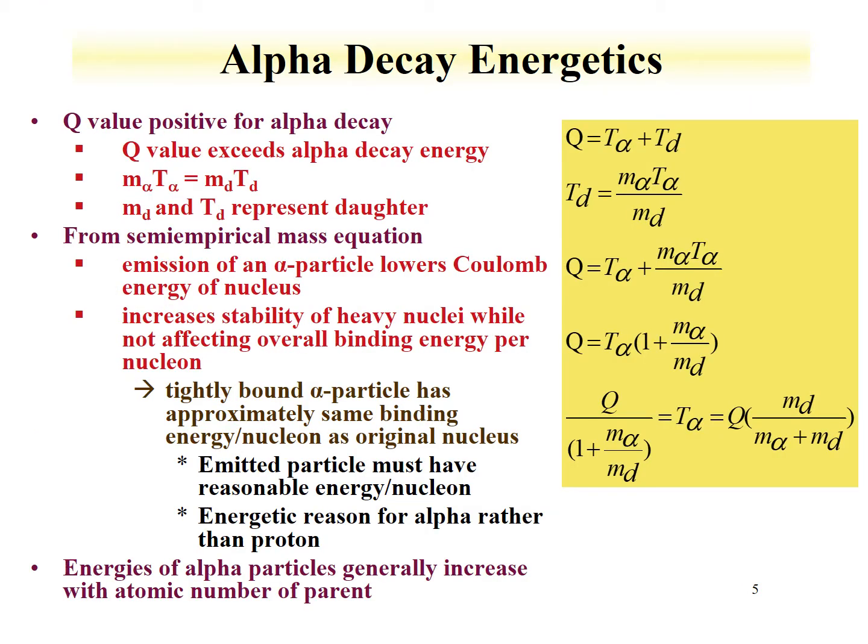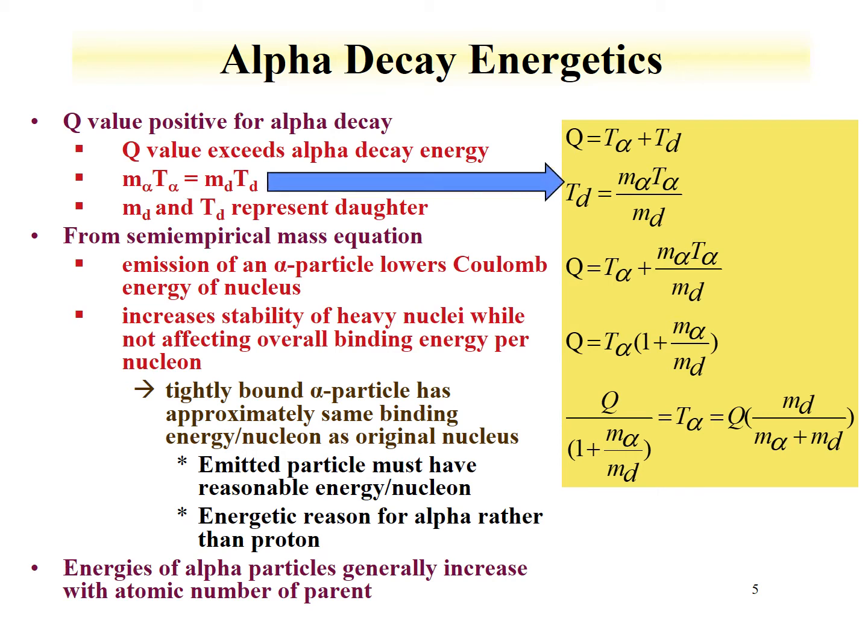The alpha decay energetics allows us to calculate the Q value and the alpha decay energy for a given isotope. We know that the Q value often exceeds the alpha decay energy, and this is due to the fact that the Q value is the total energy of the system, so it's the kinetic energy of both the alpha particle and the daughter. We have a relationship where the momenta are equal in opposite directions for the daughter and the alpha particle. So we can use this equation where mass times kinetic energy for the alpha is equal to mass times the kinetic energy of the daughter.